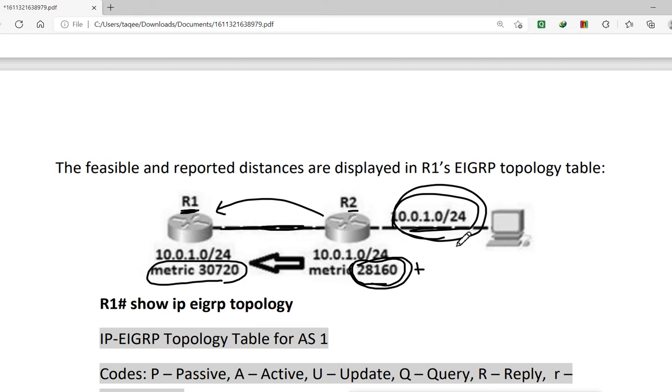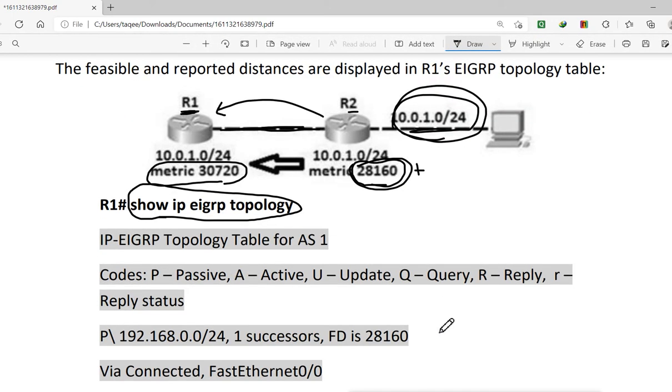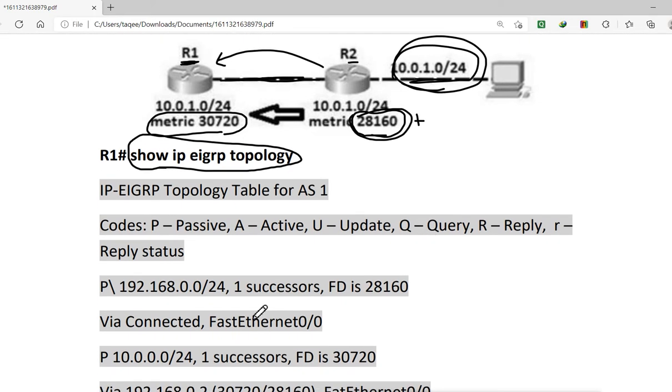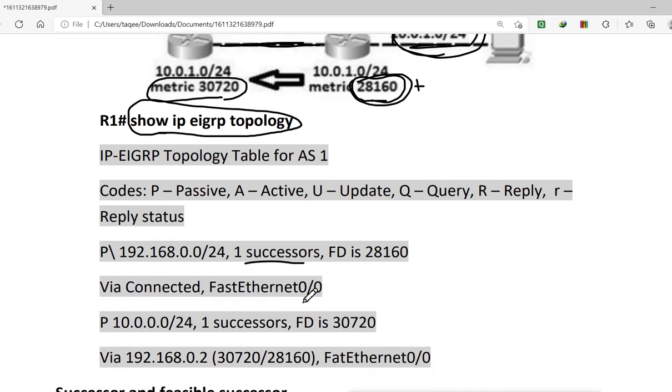We can check the topology table by using the show ip eigrp topology command, and in that we can see this. If this is the network, you can see that this is the successor and this is the feasible distance.